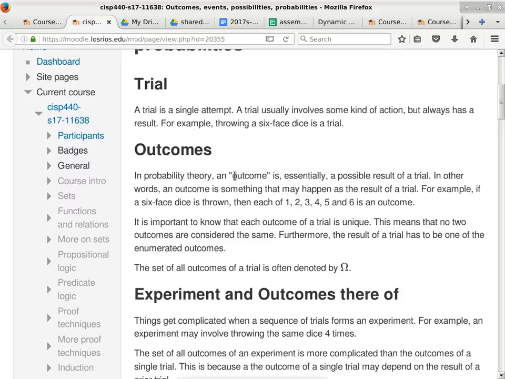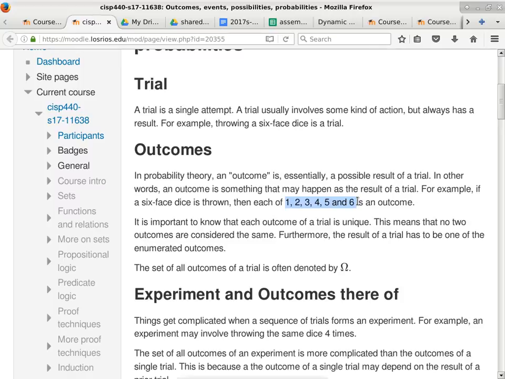So in probability theory, an outcome is a possible result of a trial. When you throw a regular 6-faced dice, the values that can be outcomes will be 1, 2, 3, 4, 5, and 6. If you put 36 balls with unique numbers, 1 to 36, into a cage, and you randomly draw a ball out of the cage, then there will be 36 possible outcomes, right? 1, 2, 3, 4, all the way up to 36 are the possible outcomes.